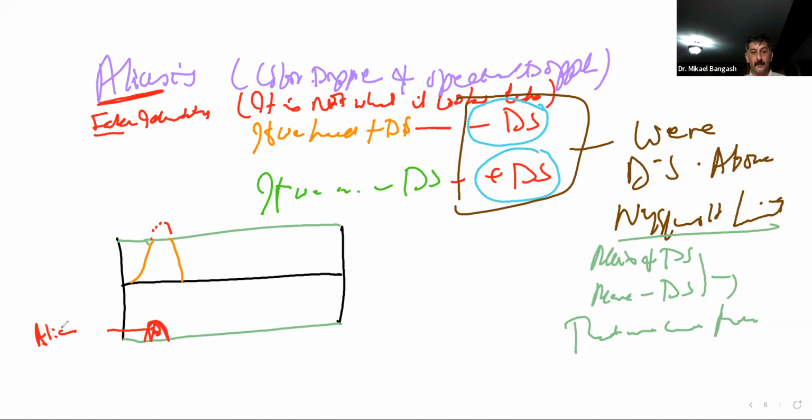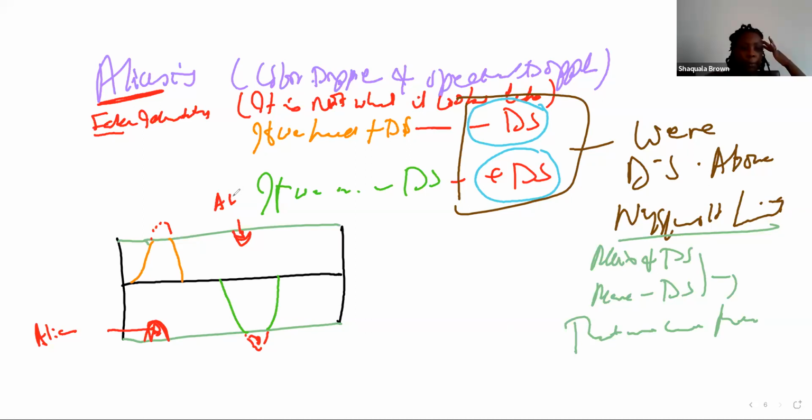Or we had a negative Doppler shift. This part here is the Doppler shift greater than the maximum, above the Nyquist limit, which will show up here. And that is your aliasing. Did that make sense? Yes. Okay.